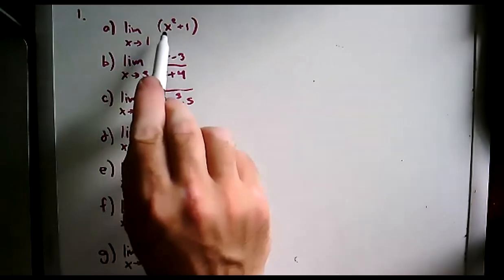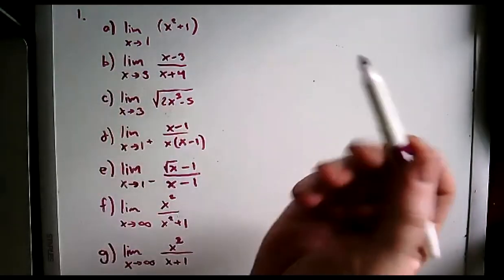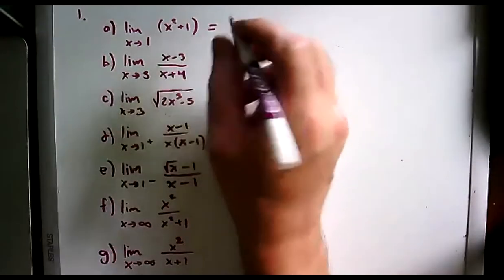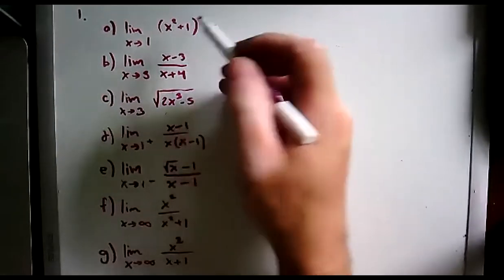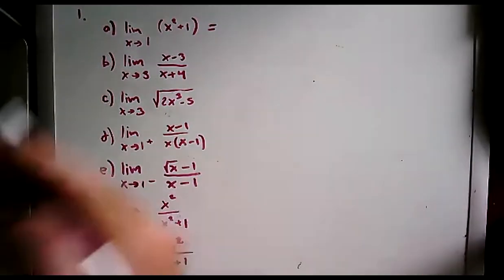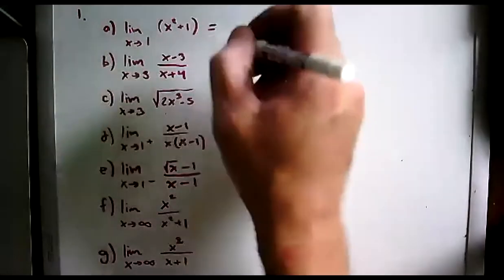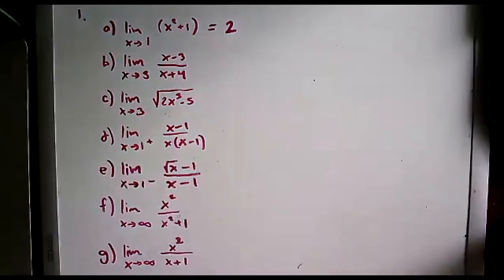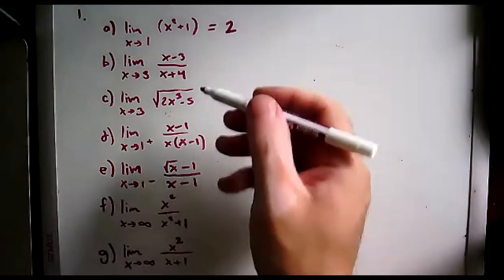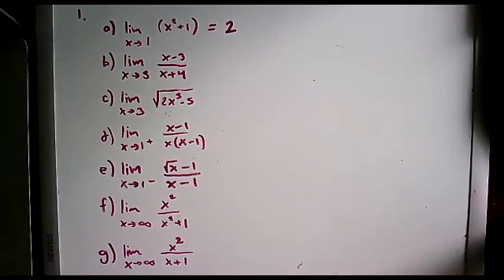So the limit of x squared plus 1 as x approaches 1. Well, the first thing I'm going to try is plugging in x equals 1. And I can see that that doesn't make a problem for me. If x equals 1, then I get 1 squared plus 1, which is 2. And problem's over. So you should always try that first, see if it works out. We will get to some problems a little bit later on where that doesn't work.